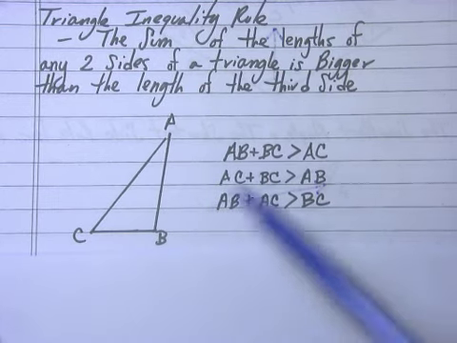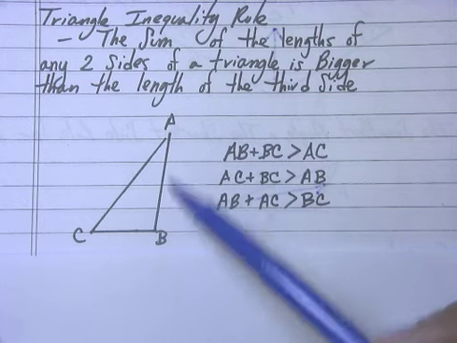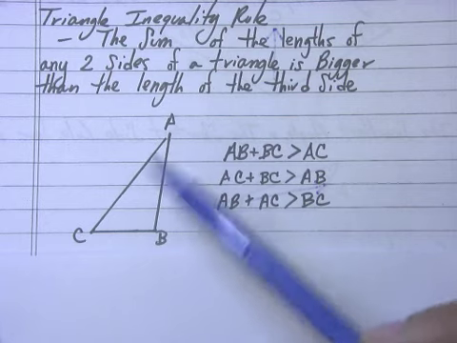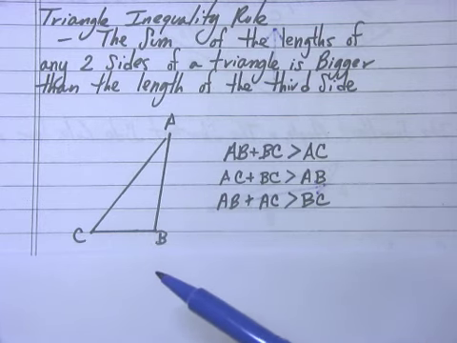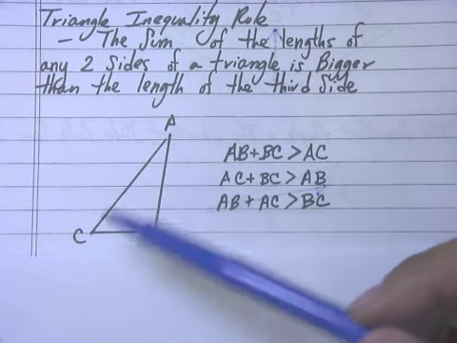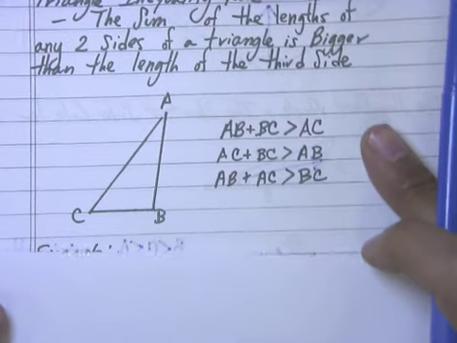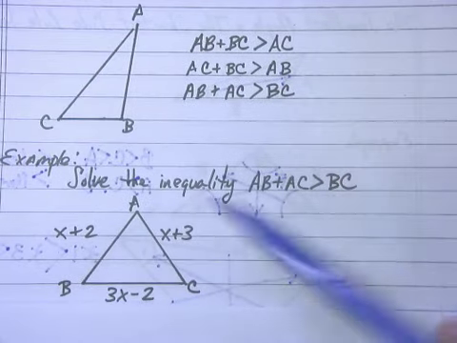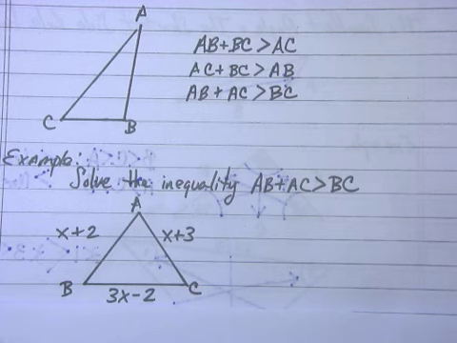Also, side AC plus BC is going to be bigger than just AB. And I have that here. And finally, side AB plus side AC, these two sides here, is going to be greater than just side BC here. And I think we can all agree upon that. But it's very important to know that any two sides added together are going to be greater than the third side. Let's take a look at some examples.